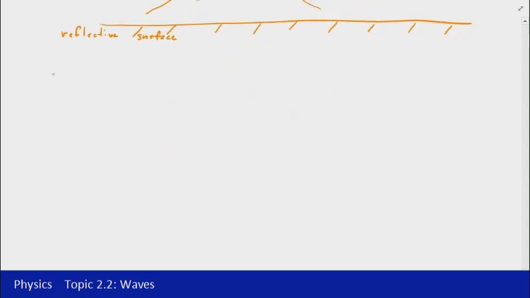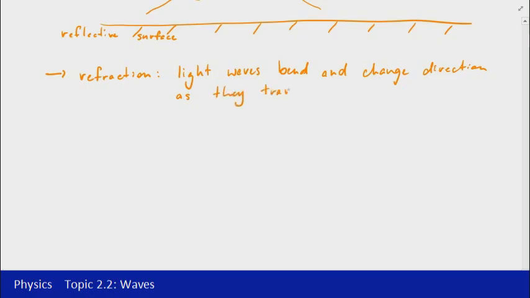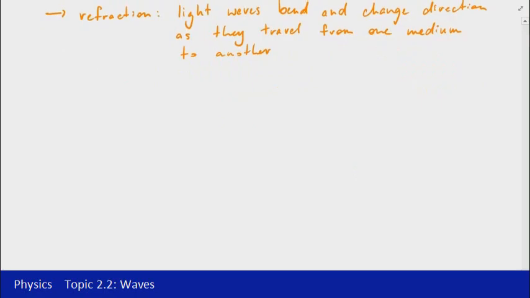The second one then is refraction. For refraction, what we see is that light waves bend and change direction as they travel from one medium to another. When we're talking about a medium, we're talking about the substance through which light is travelling. So while it doesn't require a substance to travel through, it is affected by substances that it does travel through. Obviously through a vacuum it's going to travel fairly quickly. Through other substances it might not travel as quickly.